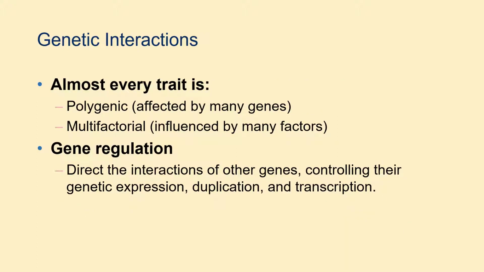Genetic interactions are complex processes. We know that almost every trait is polygenic, or affected by many genes, and multifactorial, influenced by many factors. Each cell expresses or turns on only a fraction of its genes. The rest of the genes are repressed or turned off. The process of turning genes on and off is known as gene regulation. Gene regulation is an important part of normal development. Genes are turned on and off in different patterns during development to make a brain cell look and act different from a liver or muscle cell, for example.